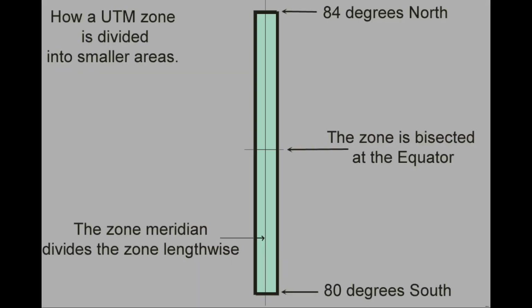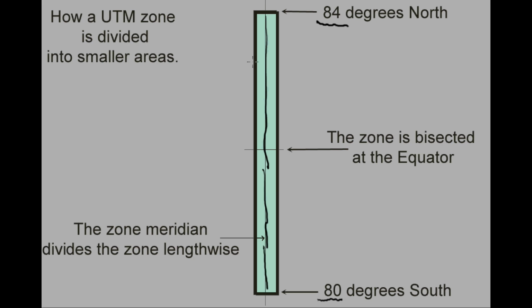Let's look now at how a UTM zone is divided into smaller areas. Here we have a UTM zone that's been squashed flat into that nice rectangular shape, and up here at the top the zone runs to 84 degrees north latitude, and down here at the bottom it runs to 80 degrees south latitude. We said the zone is 6 degrees of longitude wide, and the zone is bisected here at the equator. Then running lengthwise in the middle of the zone is the zone meridian. You see this skinny little line running down here that I'll try to outline.